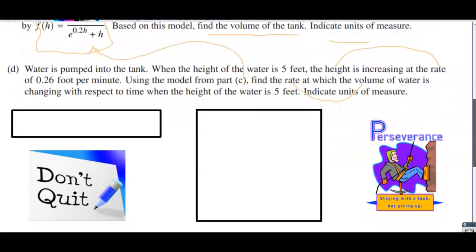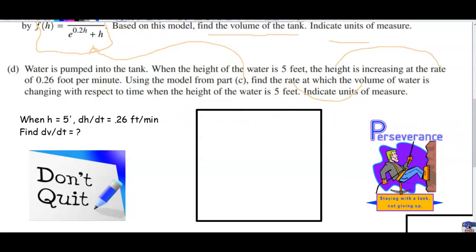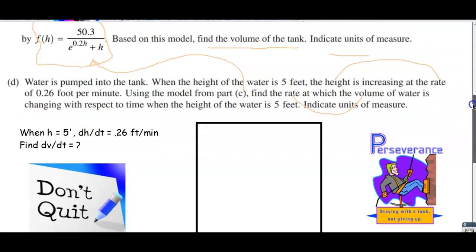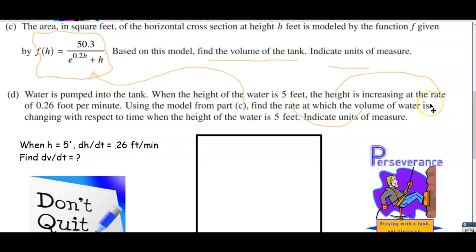So just a few reminders here. Don't quit. Make sure you persevere. Let's look at my box of knowledge and compare it with your box of knowledge. I said when the height is 5 feet, dh dt is 0.26 feet. Find dV dt. Now, there's no V in this problem, and nowhere do they actually tell us a volume formula. So we got to think about this. We need a volume formula so we can take the derivative of the volume.